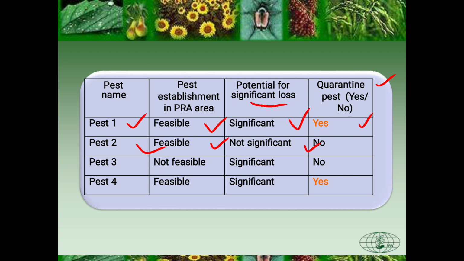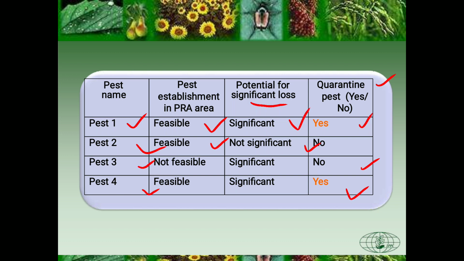in terms of yield. Third one: not feasible, but significant, and it is not a quarantine pest. And the fourth pest is feasible and significant. It is called a quarantine pest here. So accordingly, we prepare the data sheet.